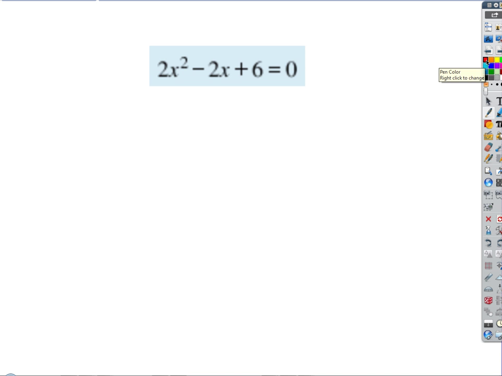I'll get you started. X squared plus bx plus c, equals... Okay, the standard form is x squared plus bx equals c.